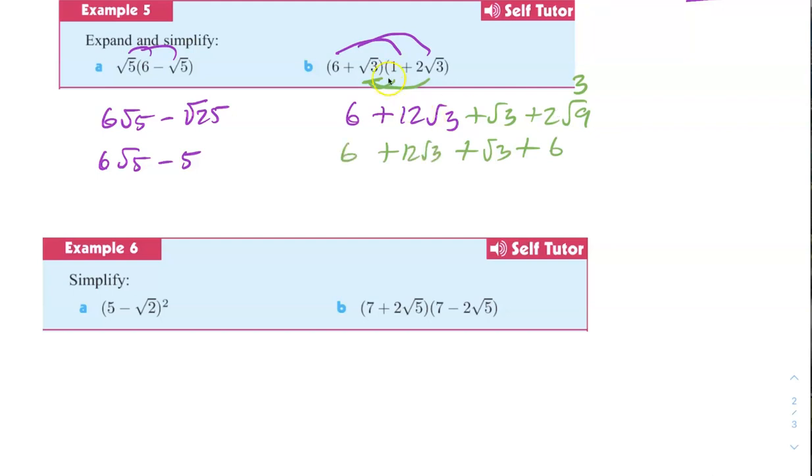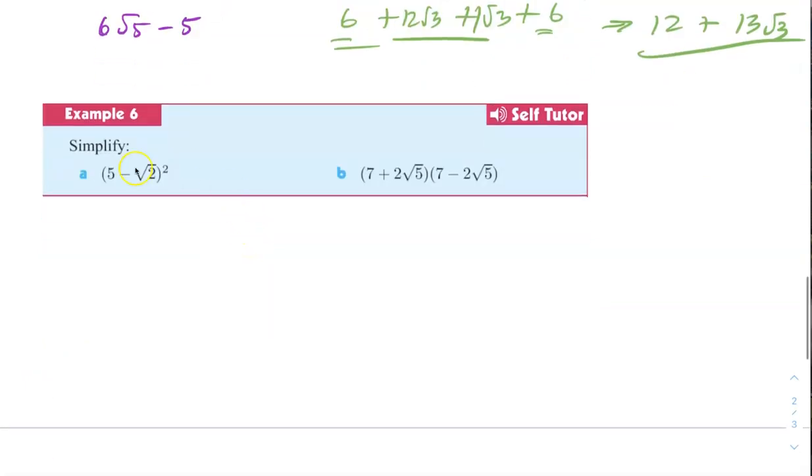Again, you can go a little faster. Anytime you multiply a radical by itself, you just get rid of it. So it's just 2 times 3. Add up like terms, and I get 12 plus, you don't see a 1 there, but there always is a 1. So this is 12 plus a 1, 13 rad 3.